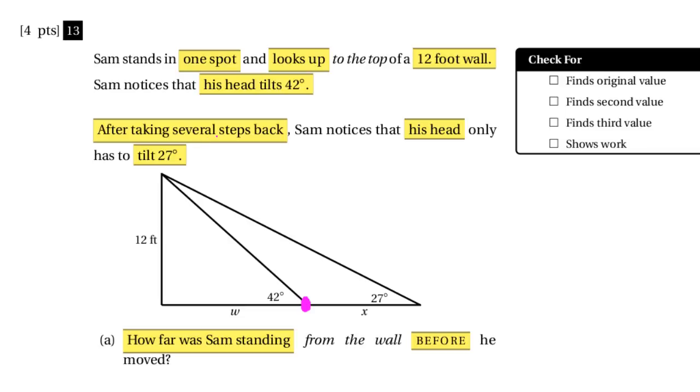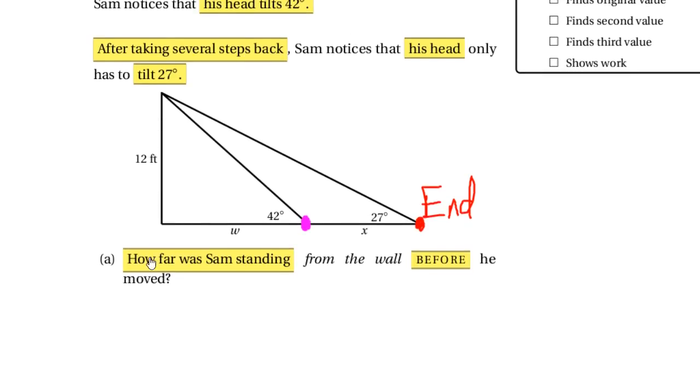And then it says that he takes several steps back and that he notices that his head only has to tilt 27 degrees. So when he steps back, he actually ends up right here. So I'm just going to put a little note that this is where he ends. And we can see for part A it says, how far was Sam standing from the wall before he moved? So basically, how far is it from the pink dot to the wall?